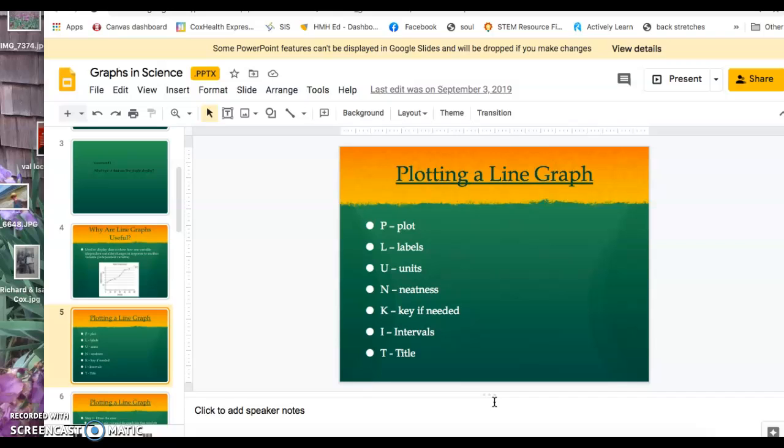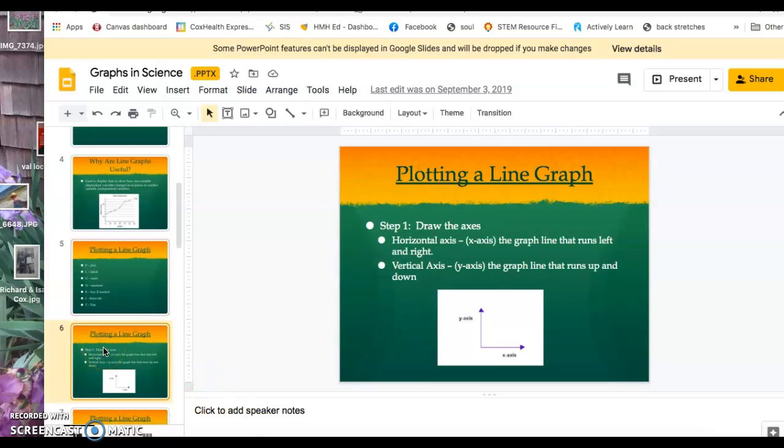The title, you must put some sort of title. The easiest one to remember would be the effect of whatever your independent variable is on whatever your dependent variable is. But you can also come up with something, but it must fit your graph. Either way is actually fine.